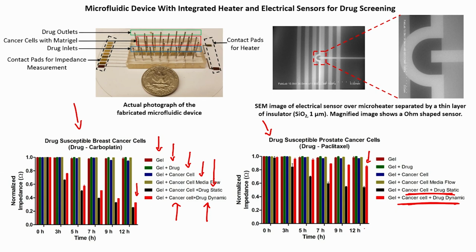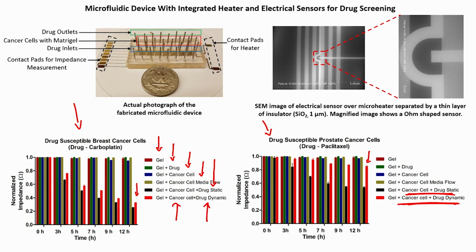Also, this is very good because in around 14 hours, we get all the understanding about the efficacy of the drugs. So, it is worth trying this platform as a patient centric platform. For prostate cancer, we have used paclitaxel as one of the drugs, and for breast cancer we have used carboplatin as one of the drugs.